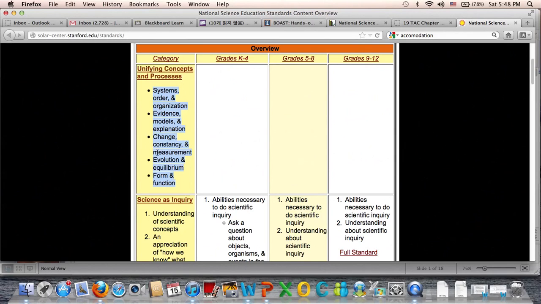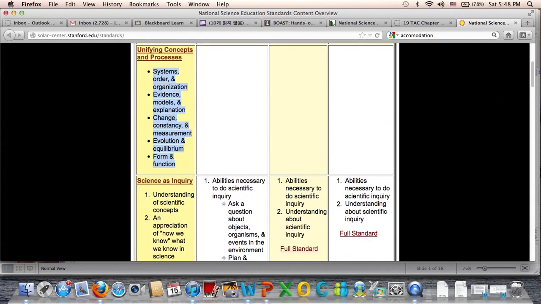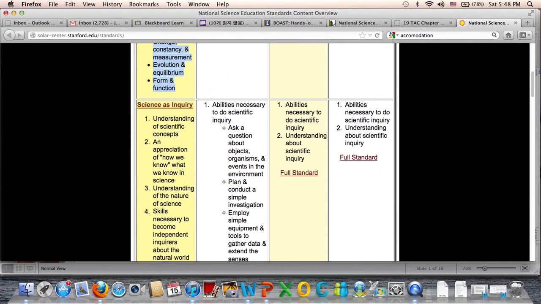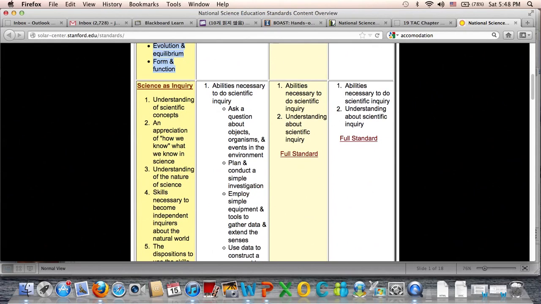It's just a basic concept, so basically you need to include these. It didn't put each grade level. All the grade levels need to put this unifying concept and processes. And of course, science inquiry you need to put as part of your lesson.